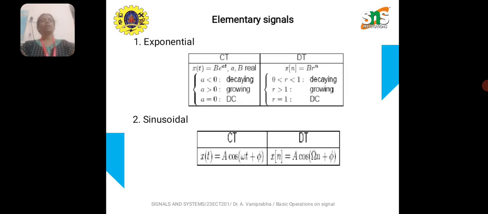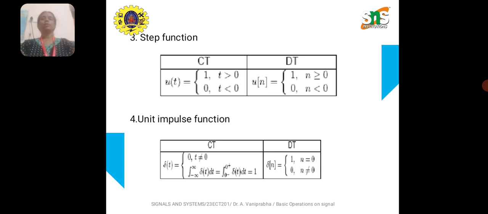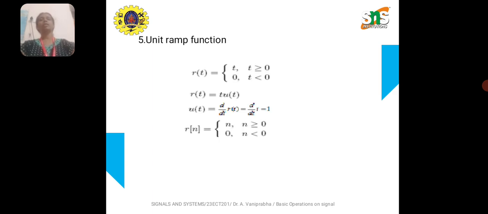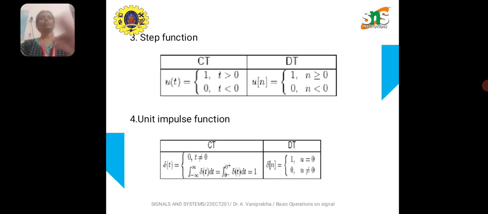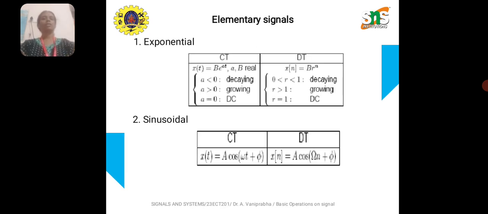Next comes the topic of elementary signals. The other name for elementary signals is standard signals or basic signals. There are many types of basic signals like exponential, sinusoidal, unit step function, unit impulse, unit ramp, rectangular, triangular. All these are elementary signals.